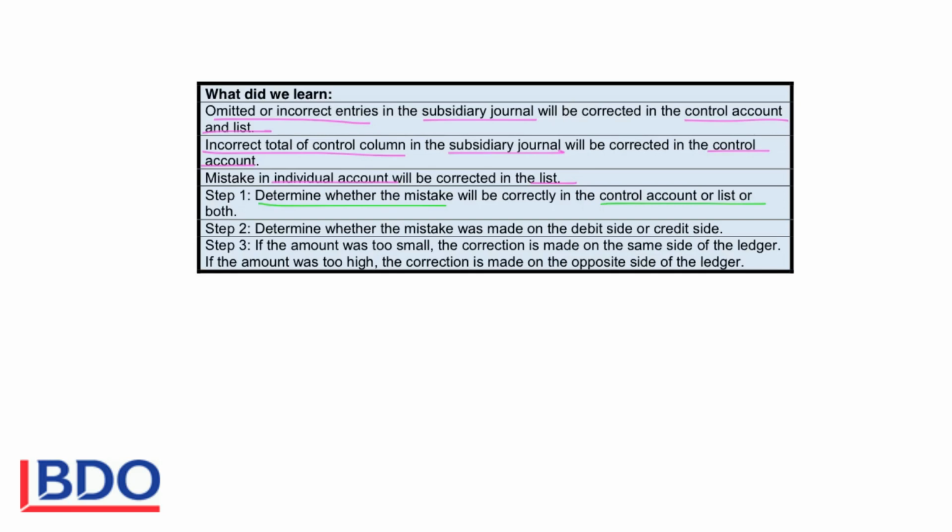Then I must determine whether this mistake was made on the debit side or the credit side, so that I can determine on which side we've put the entry. If it was too small, then the correction must be done on the same side. If the amount was too high, the correction will be made on the opposite side of the ledger.